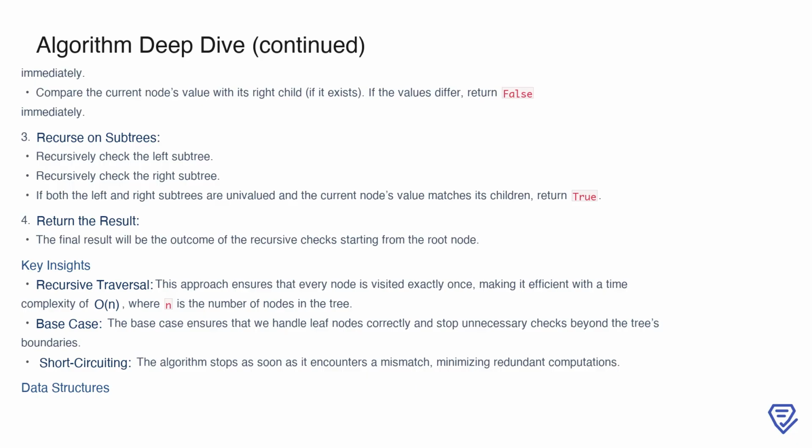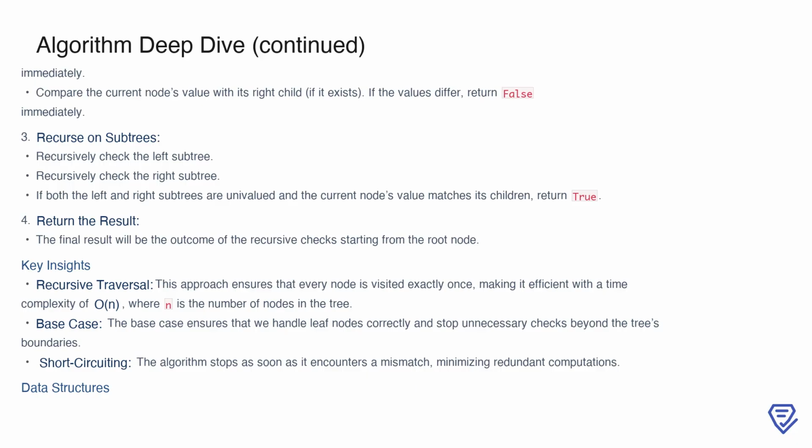Now, to complete the recursive DFS process, we need to examine the subtrees. Once we've compared the current node with its direct children, we move deeper into the tree by recursively checking the left and right subtrees. For each subtree, we verify that all nodes within it satisfy the univalued condition. If both the left and right subtrees are univalued, and the current node's value matches its children, we return true. Otherwise, we return false. This ensures that the result propagates back up the tree, allowing us to determine whether the entire tree is univalued starting from the root.